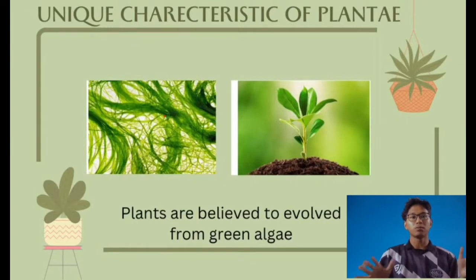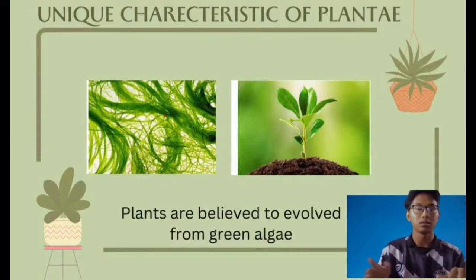Why? Because both algae and plant have similar characteristics. The similar characteristic that they have is chlorophyll. Both have chlorophyll A and B and carotenoid. They also store reserve food in the form of starch. Lastly, the main component of the cell wall for both plant and algae is cellulose.